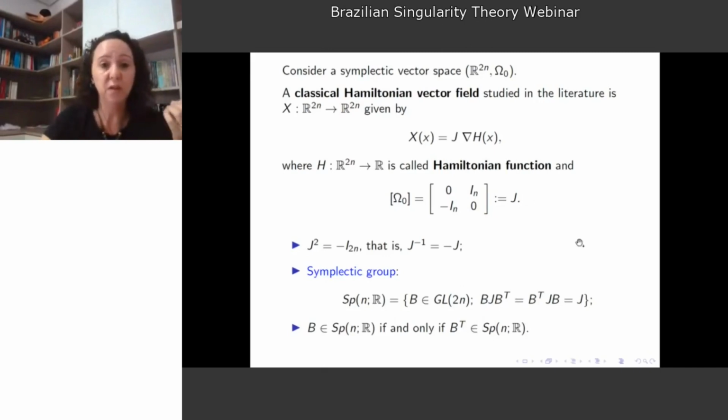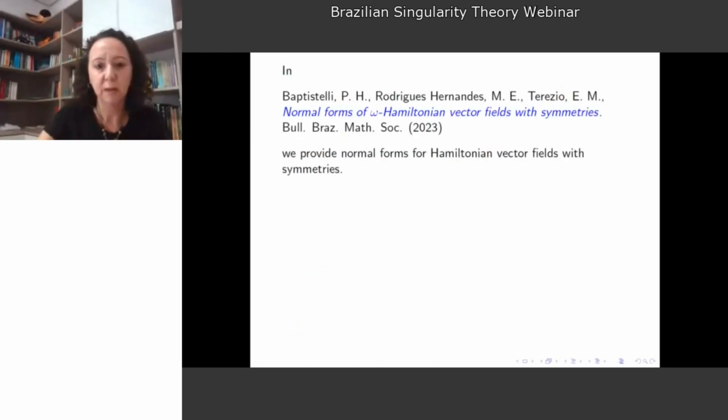But what is the definition of the Hamiltonian vector fields for a general bilinear form omega? How can we define the symplectic group if here we don't have the matrix J, but we have general matrices of the associated Hamiltonian function? All these things are what we explore in this work.